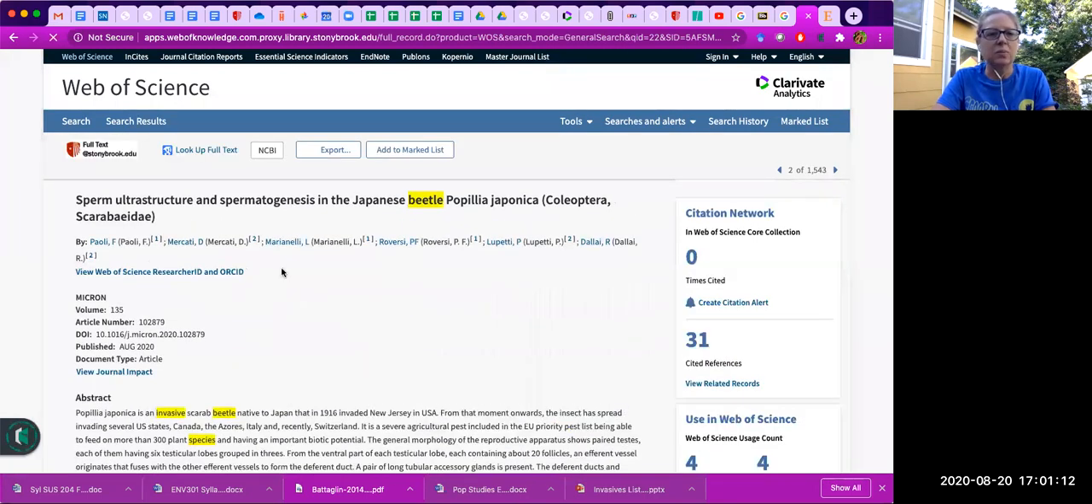Okay, you click on this one, look up full text Stony Brook. You're gonna wanna try both. If you fail with both, you're gonna go back to the library website and you're gonna fill out interlibrary loan. Okay, we got it.